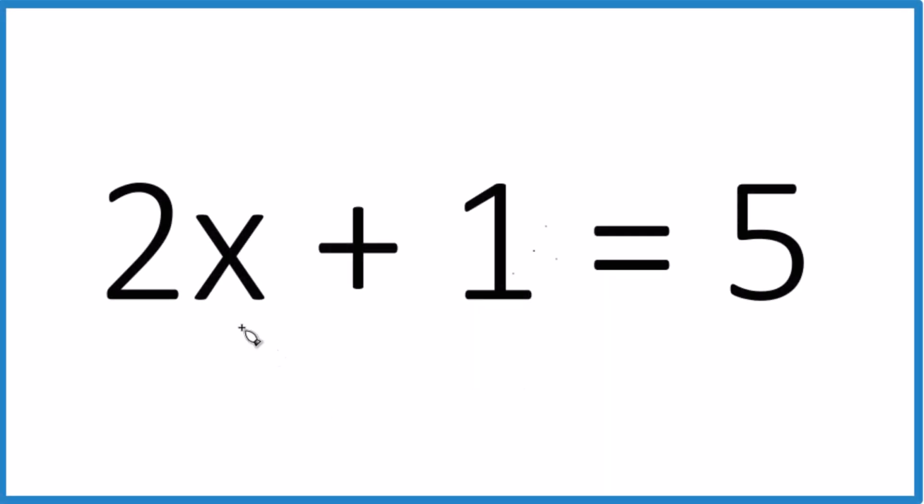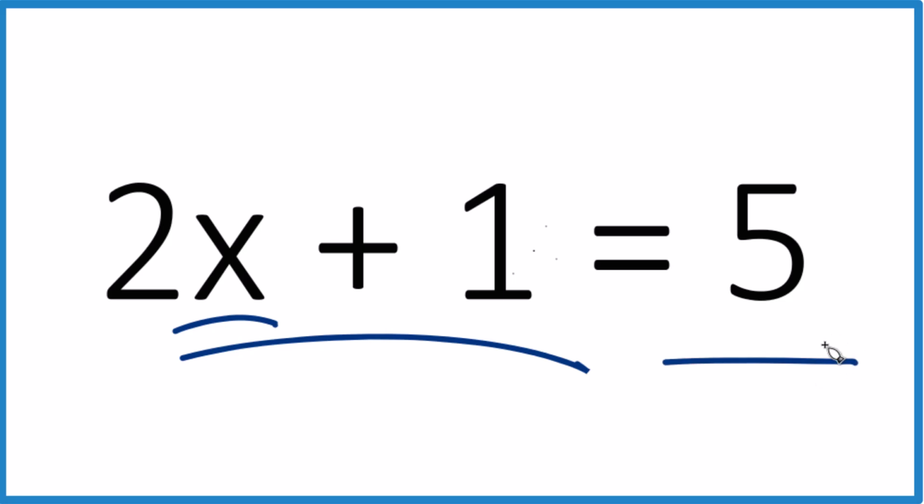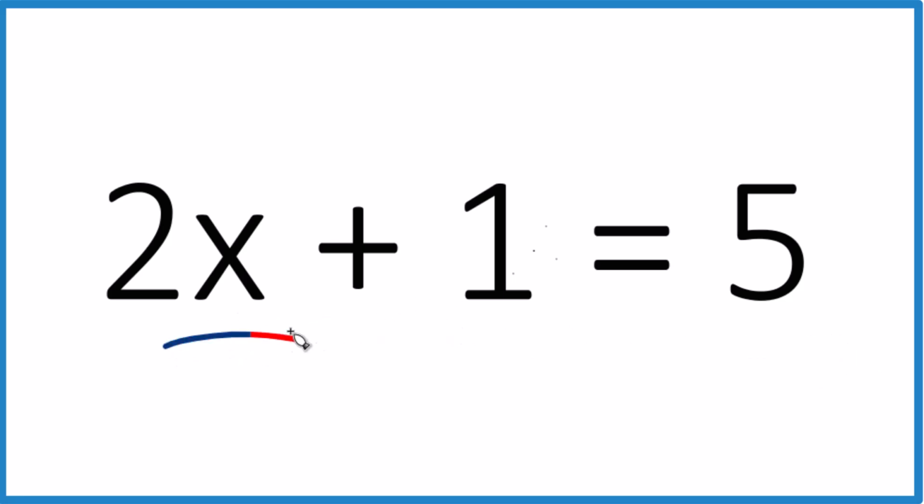So if you need to find out the value of x here in 2x plus 1 equals 5, here's how you do it. What we want to do is get x all by itself. Why don't we do this? Why don't we subtract 1 here from this side of the equation?